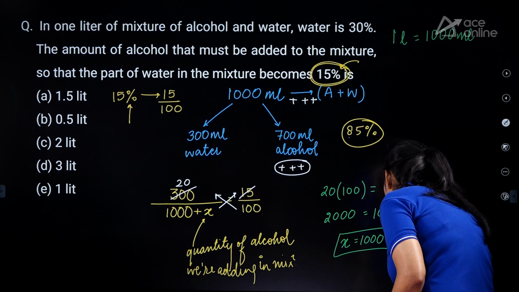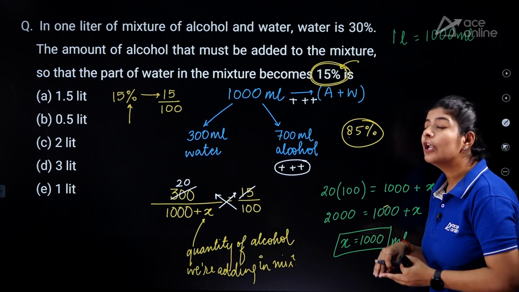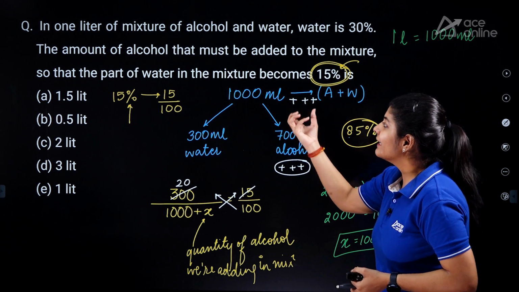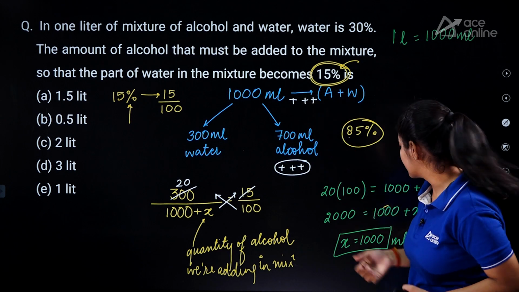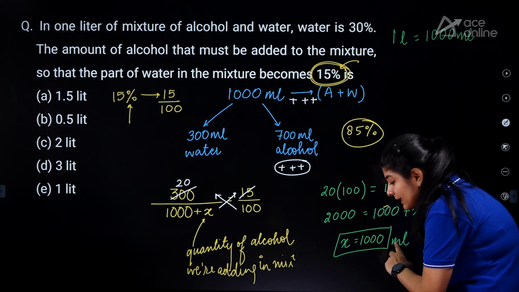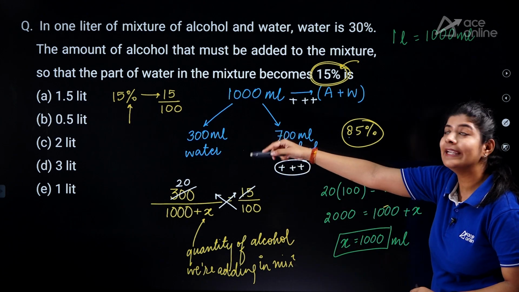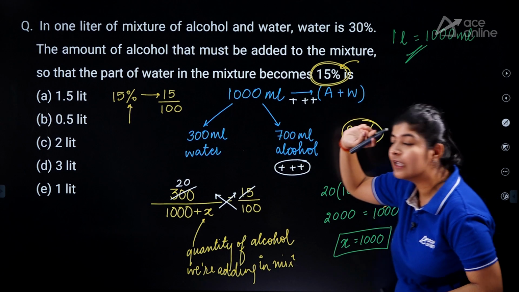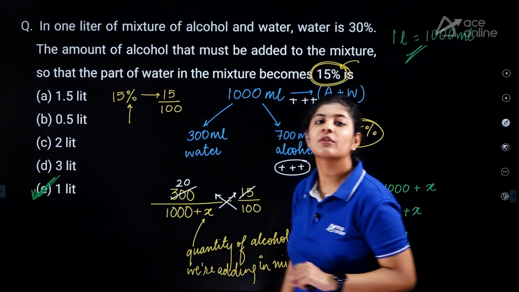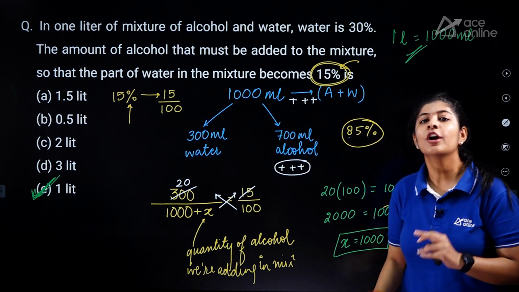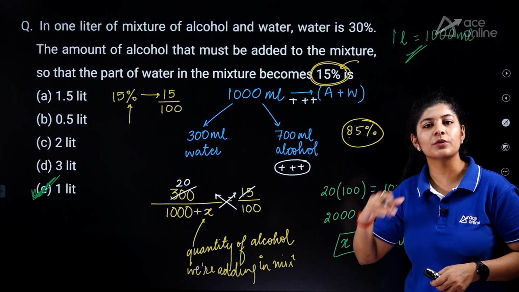So basically we are going to add 1000 ml of alcohol so that the percentage of water in the mixture is equal to 15%. But this value is in ml, so you have to take care of this thing. We have to answer in liters, and we know this. So we can say that we have to add 1 liter of alcohol to the mixture.